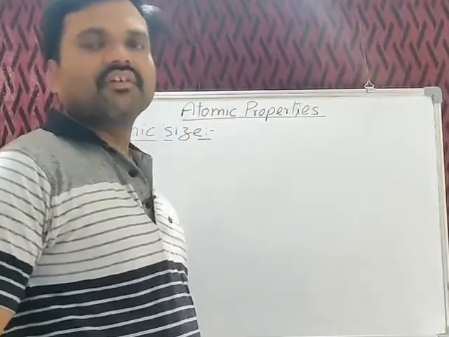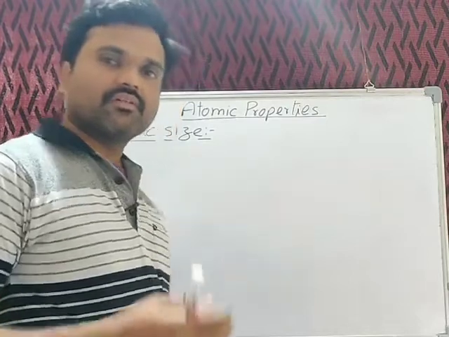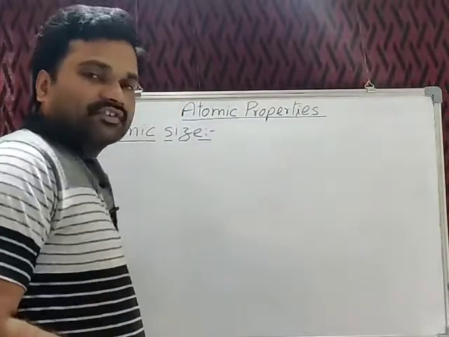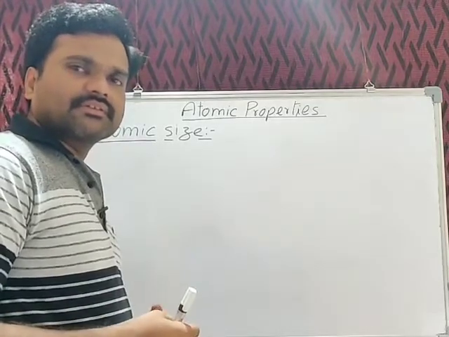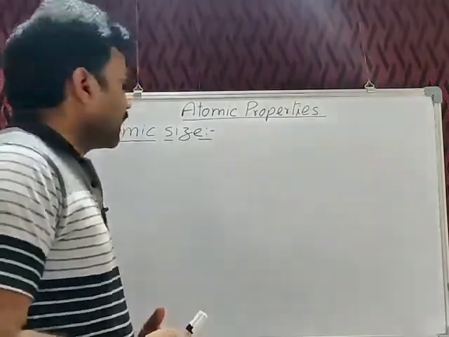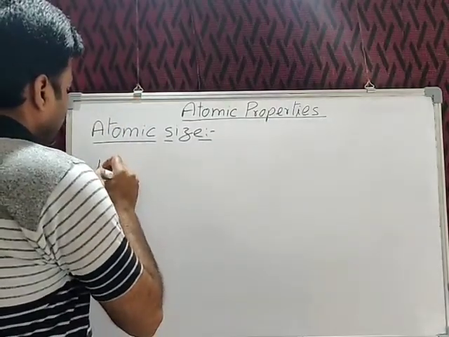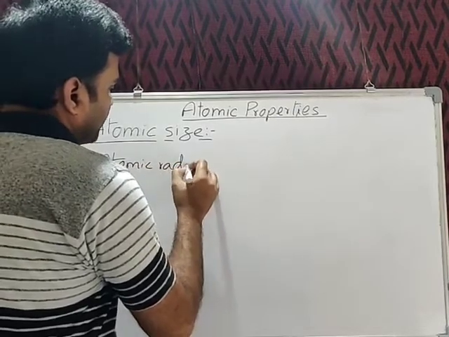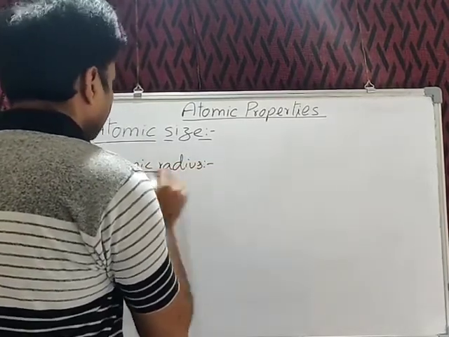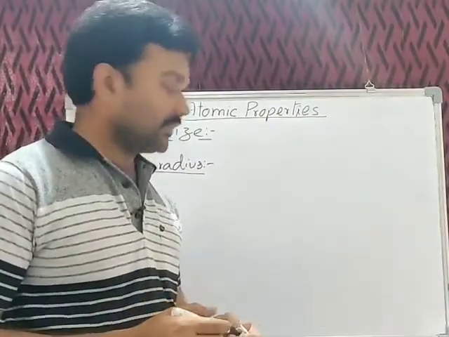Hello friends, now we are going to discuss the atomic properties. Out of them, the first one, let us see here, is atomic size. Generally, atomic size is discussed in terms of atomic radius. The size of the atoms is considered in terms of atomic radius. As the radius of the atoms increases, size increases, and vice versa.